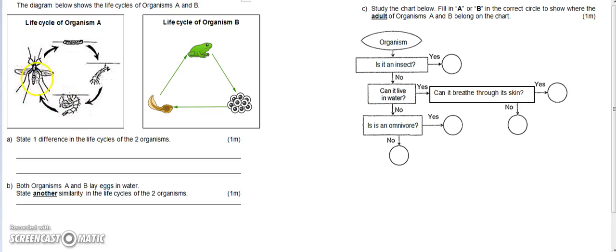It's easy to see that this is the adult stage. If this is the adult stage, remember alpha, right? So if this is the adult stage, let's use a different color so we can all see. That means this must be the egg, right? Eggs. This must be the larva. Okay, this must be the pupa, and this must be the adult.